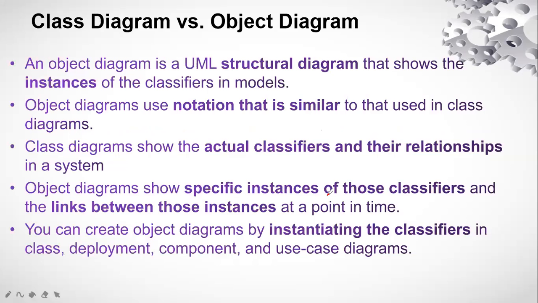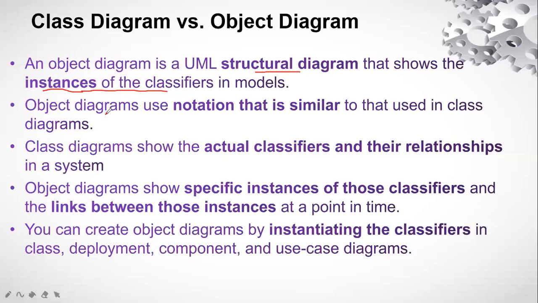Fine. So now what you have to remember, the difference between the class diagram and object diagram is, an object diagram is a UML structural diagram that shows the instances of the classifiers in the models. That means it is going to give you the instances of the class, not the class. While a class diagram gives you the class, and not the instance of the class. That means a specific value for that particular class.